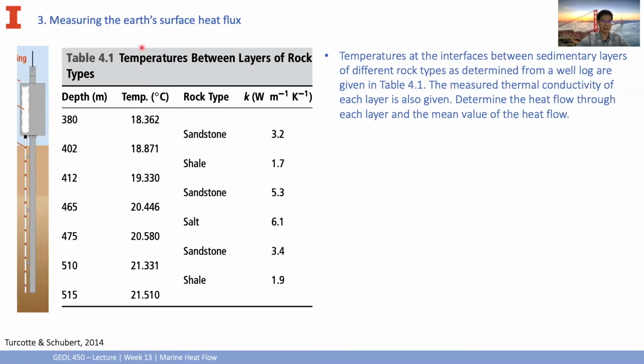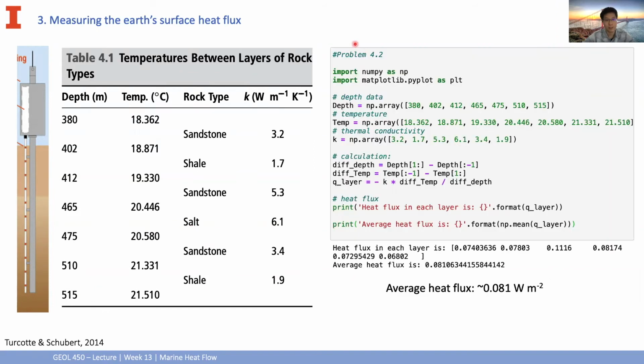So here is one exercise. At different depths, the temperature is measured by temperature sensors. We already know the thickness and the thermal conductivity of the rock in each layer. Let us calculate the heat flux through the different layers, and also determine the average heat flux through all those layers. Here's the answer. I'm using Python code to calculate the heat flux for each layer, and the average value is about 0.081 watts per square meter.